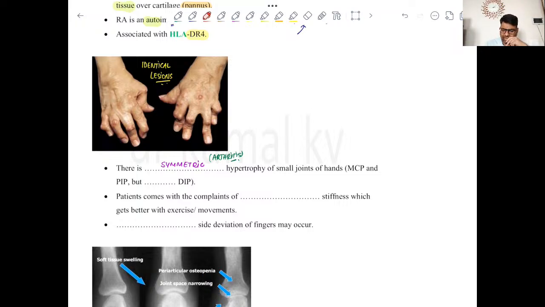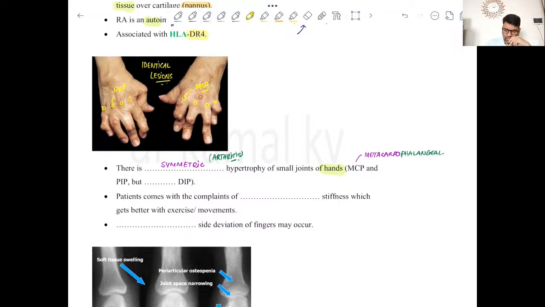In terms of pathological description, there is hypertrophy of the small joints of hand, characteristically especially the metacarpophalangeal joints, right? So these are the metacarpophalangeal joints here. These are the MCP joints. Clear? So there is characteristic involvement of the MCP joints. In fact, MCP joints are the commonest joint involved in this pathology of rheumatoid arthritis.